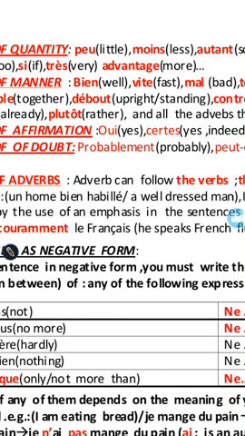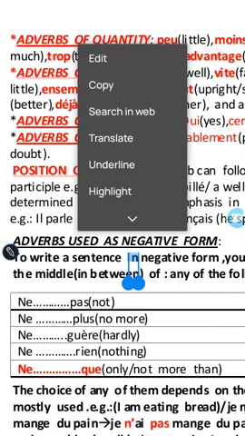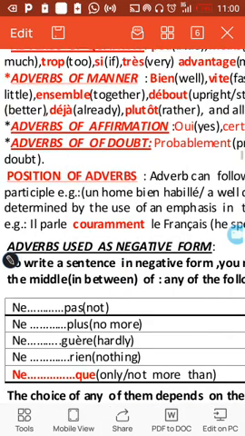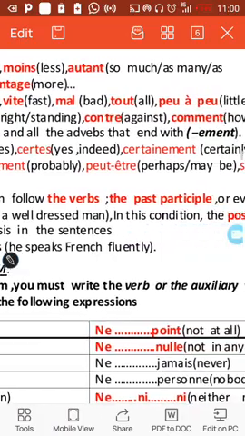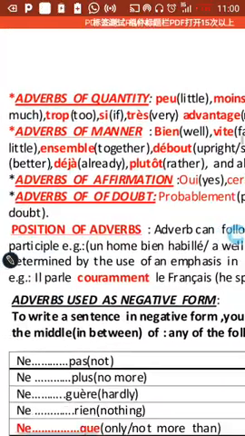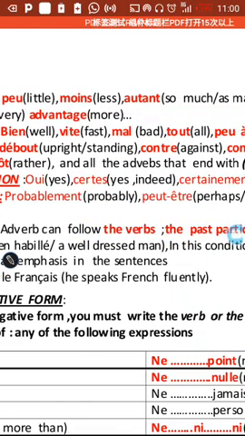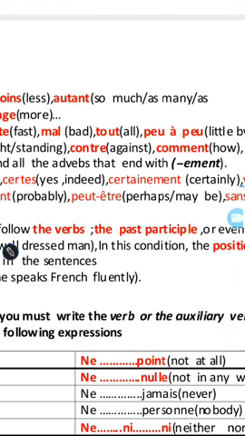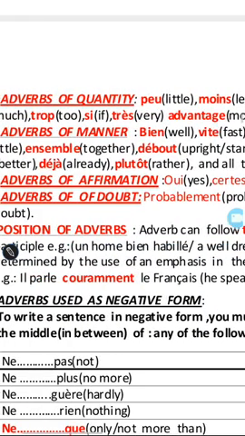Adverbs are also used in negative form. Before that, one example: il parle couramment le français, he speaks French fluently. To write a sentence in negative form, you must write the verb or the auxiliary verb of that sentence in the middle of any of the following. You have ne pas, not; ne plus, no more.